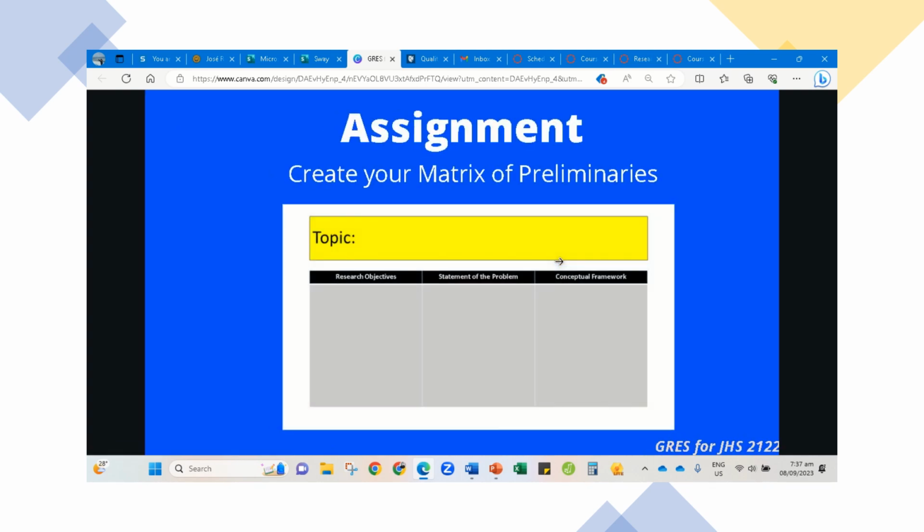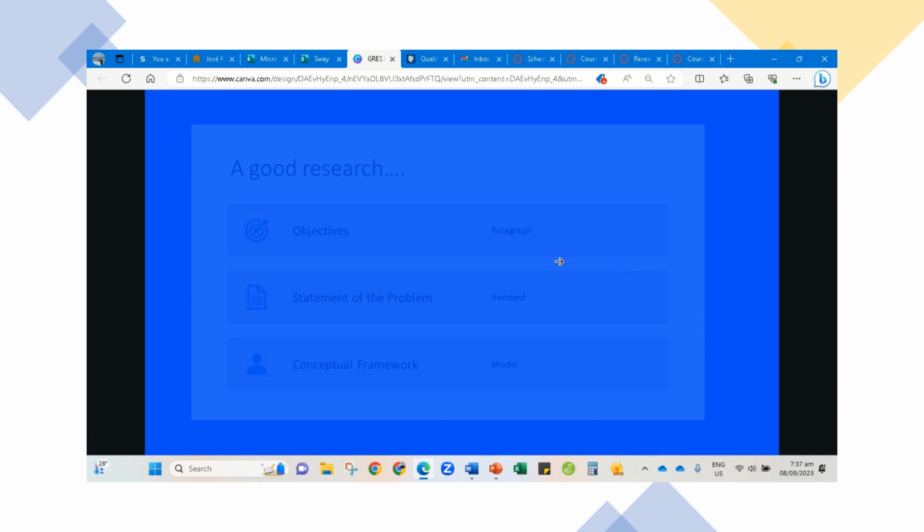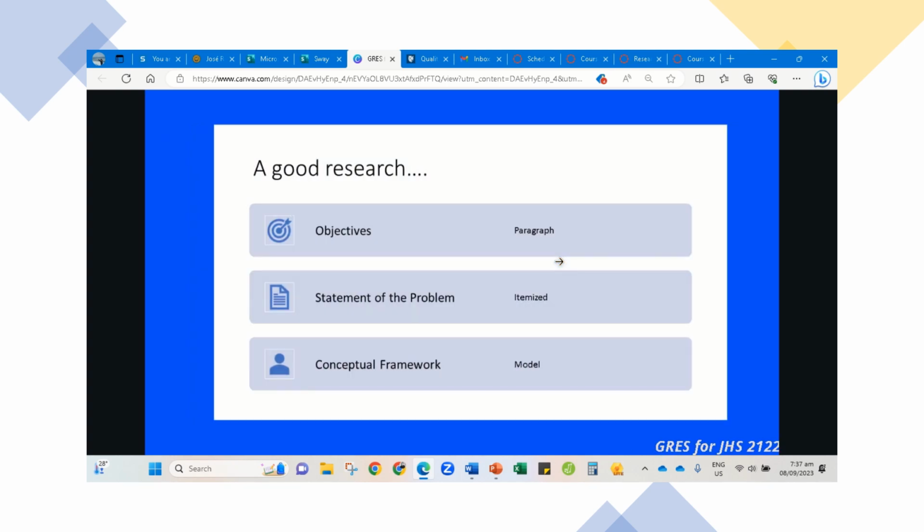Now, technically, you do have a question. So, this is now your assignment as the product output for the first quarter. Okay. So these are the things to consider: what's your vision, how to conduct the research, is it quantitative or qualitative, who are going to be your respondents? Those are the things that I would like to ask you when we look at your paper or your submission. Once again, this is what I really want to emphasize.